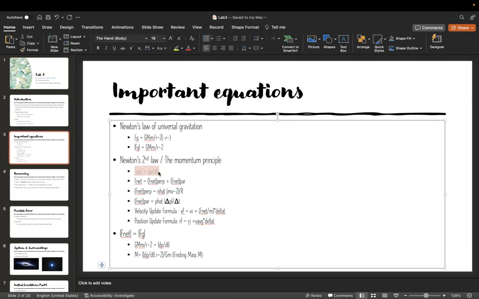principle here, the velocity update formula, the position update formula here, and then we can assume that the magnitude of F net equals the magnitude of F gravity. You set them equal, then you just solve for M. This is part one, the main idea for part one.